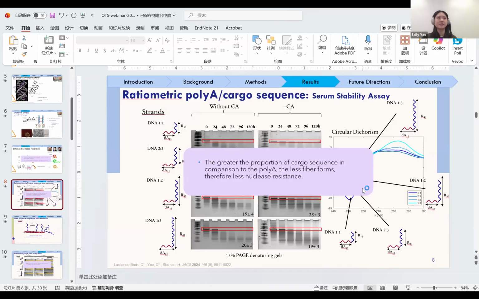We didn't test the composition, we didn't test modification, and we didn't test sequence. All the sequences we selected were non-modified. The way we selected the sequence was to minimize any secondary structure. We want them to be single strand and very accessible to nucleases. That's what we took into consideration when designing the cargoes, not modification or any sequence specifically.